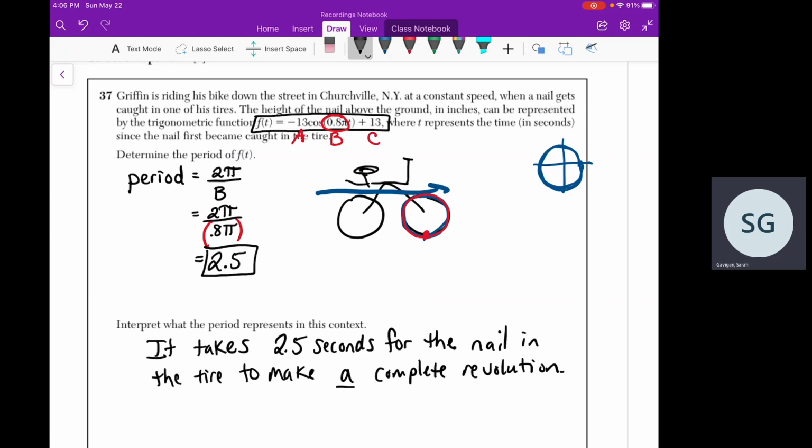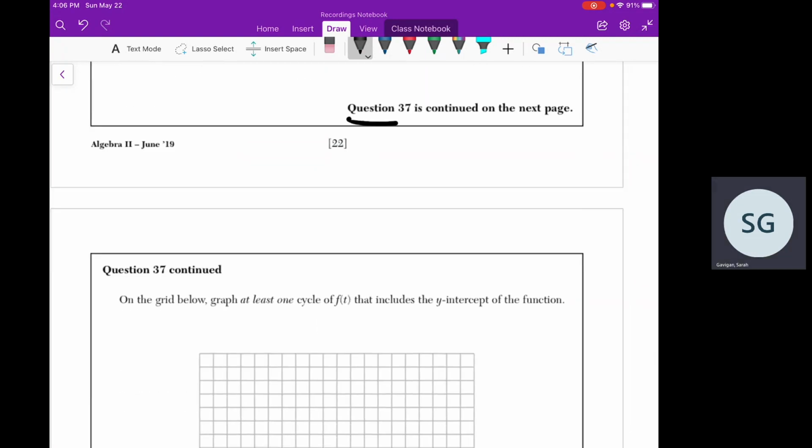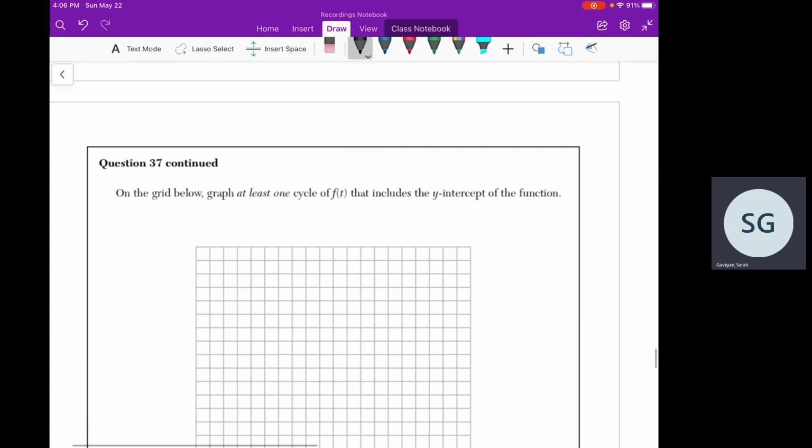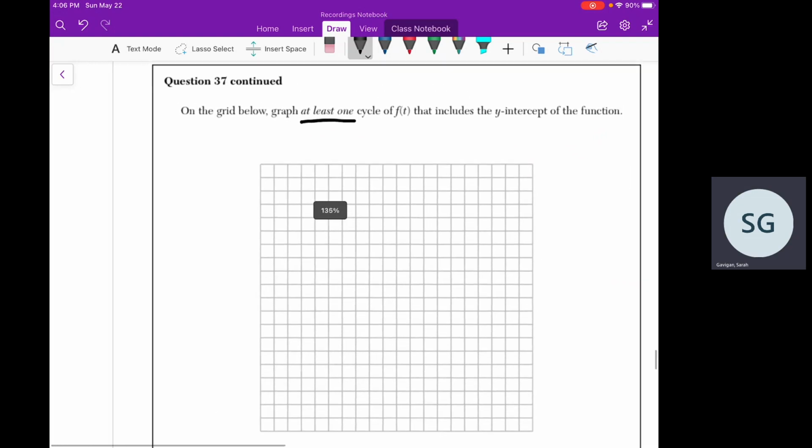All right, so now we have to graph that. Continue on the next page. We're still going. Now we have to graph at least one cycle. Don't graph 2 cycles, just graph one. Of f of t that includes the y-intercept of the function. Okay, let me go back and write the equation here.